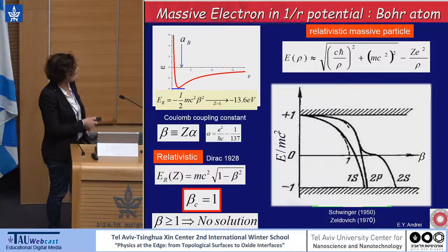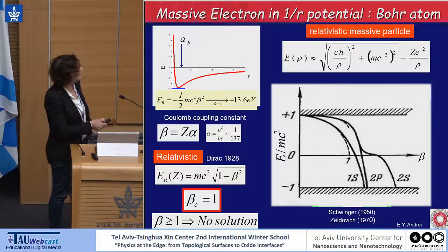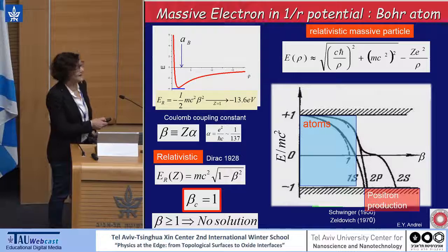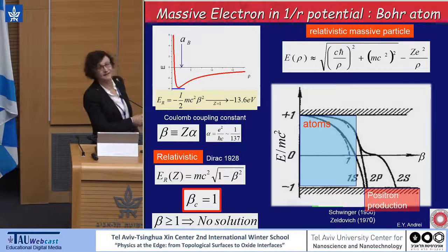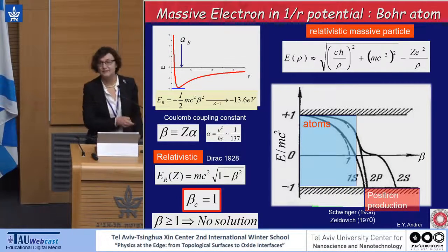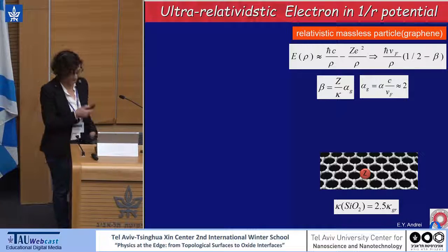Here's the energy as a function of beta, and this is mc squared minus mc squared. Atoms, as we know them, live here. In fact, the periodic table ends somewhere at 118. And if you can get up to this point here, to 170, what happens? You get spontaneous positron production.